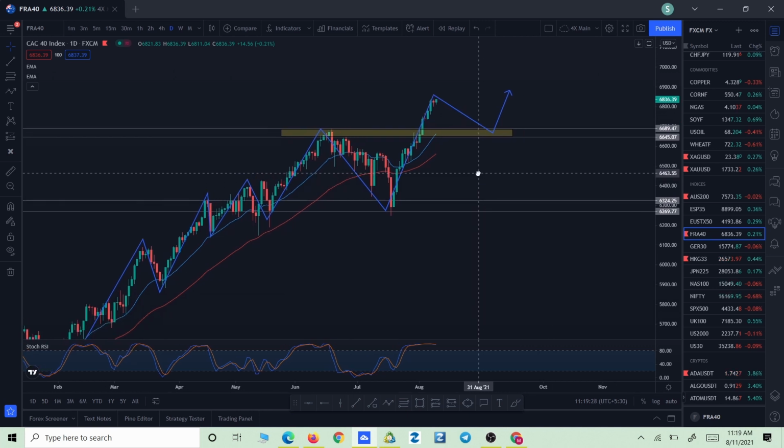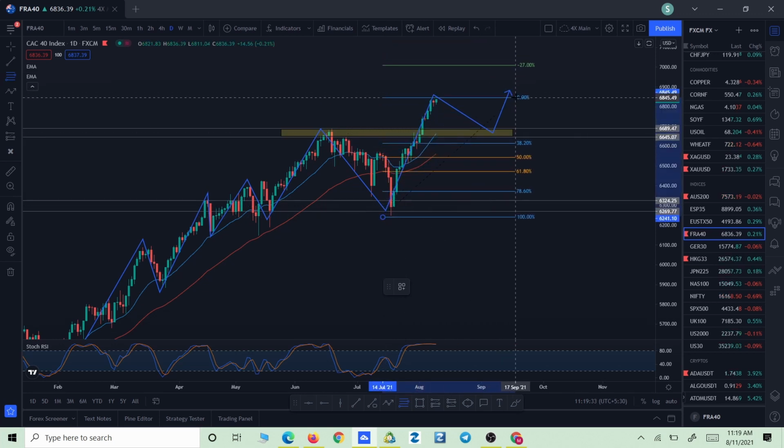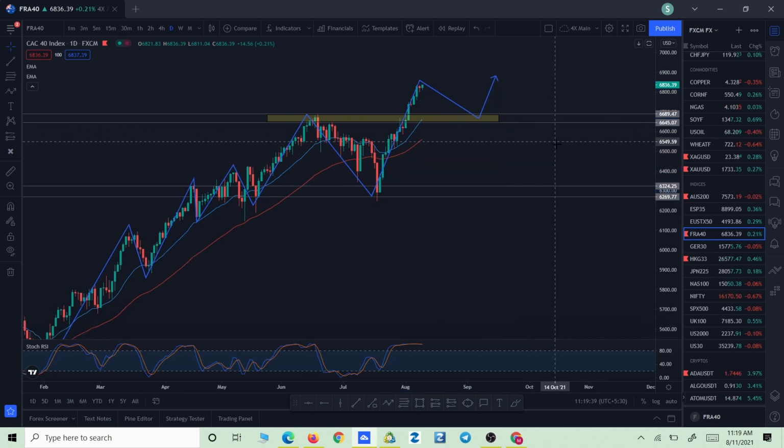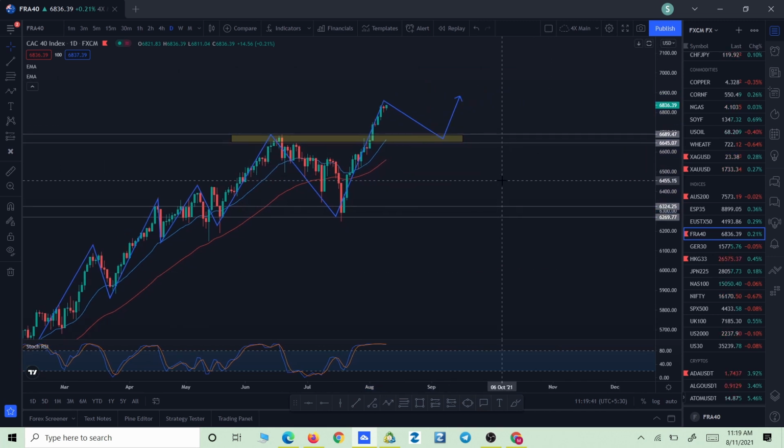And if we check the Fibonacci retracement here in this zone, we do see that it's almost like a 38.2% Fibonacci retracement zone as well. So considering all these factors, we do see this as a high probable zone to go long.